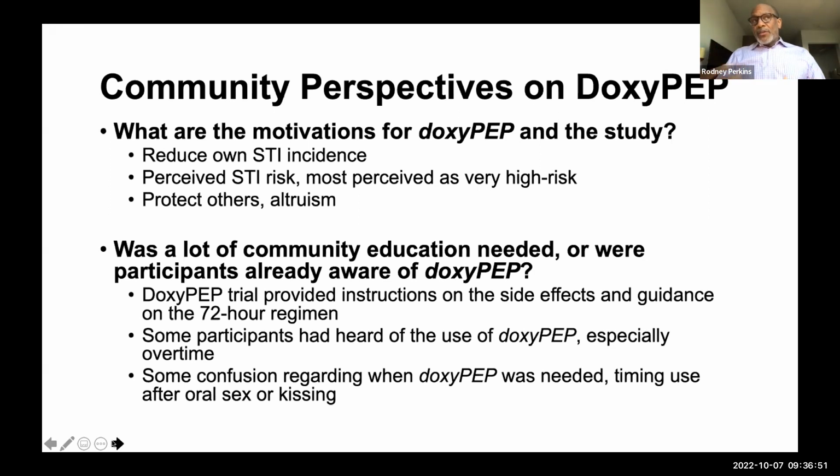Over time, I think participants had heard about it, heard about different studies that were being done. So some people came with that knowledge. But then over time, as the study got going, people started to hear about it in the community. So over time, I think people learned a bit more. However, there was some confusion regarding DoxyPEP, when it was needed, the timing. When should you take it, whether it was oral sex or kissing. So there were some questions about whether it should be taken during those particular times.